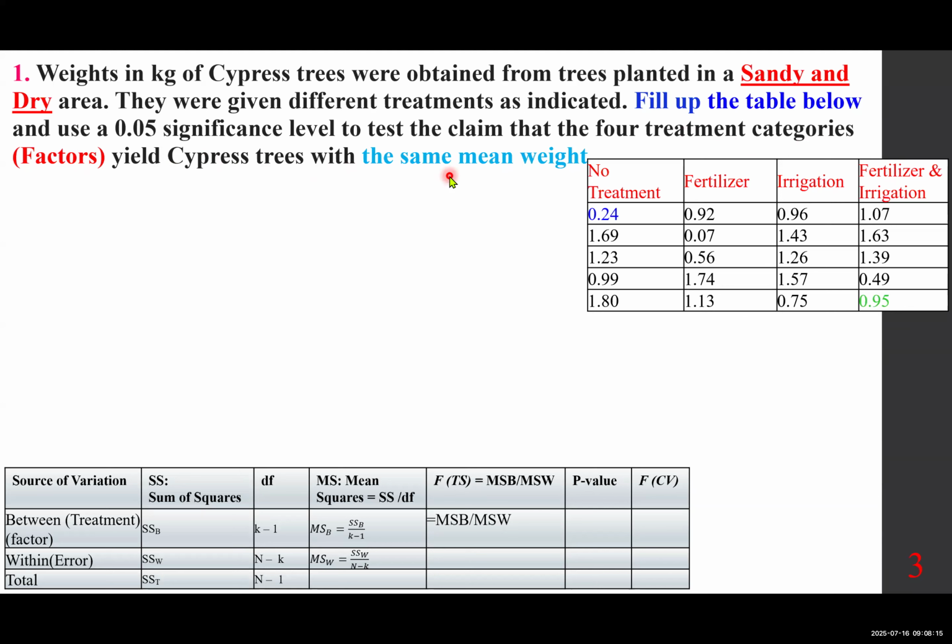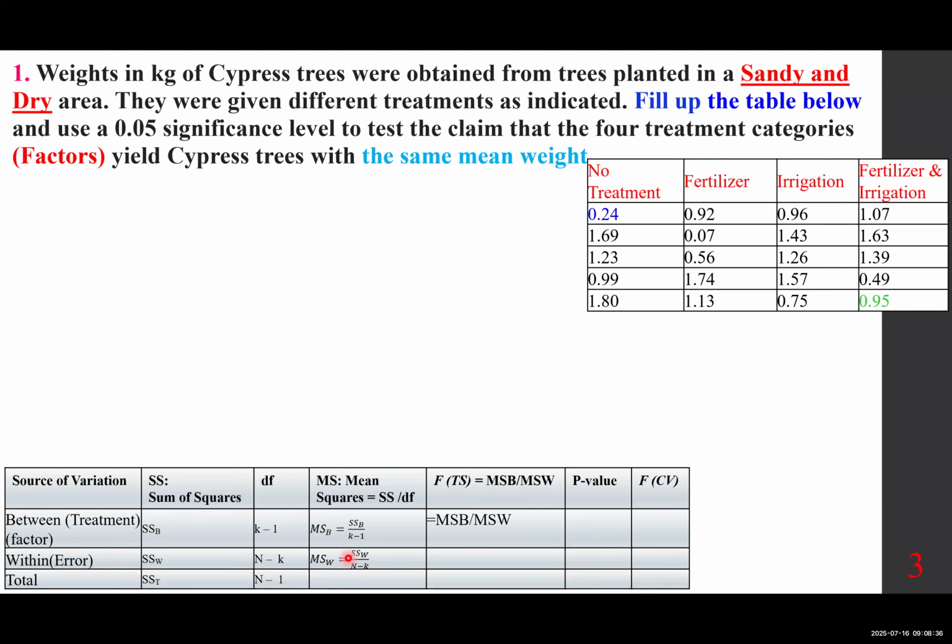So what do we have? We have more than 2, therefore we go with the ANOVA. If there were only two of them, we would go with the t-test. So what is the process? Again, this is not done by hand. I want to show you how it's done by hand if we wanted to do that.